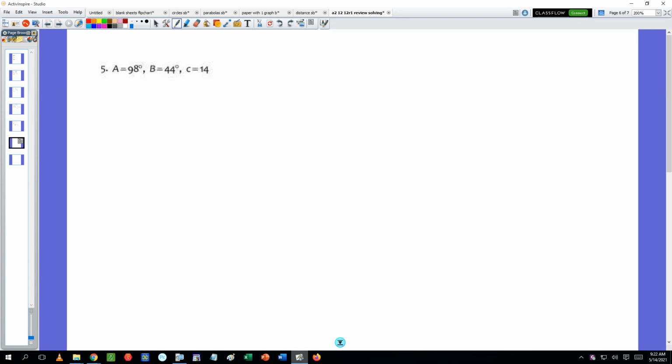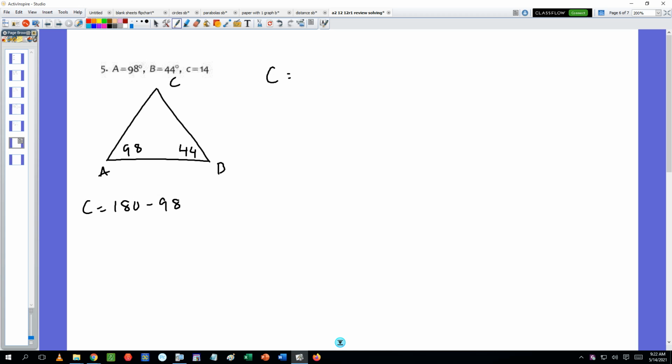Let's continue with this key. Number 5, not a right triangle, so I'll just draw something generic. Angle A is 98. Angle B is 44. We can figure out angle C really quickly. Angle C is going to be 180 minus those two angles. And baby c, which would be opposite angle C down here, would be 14.